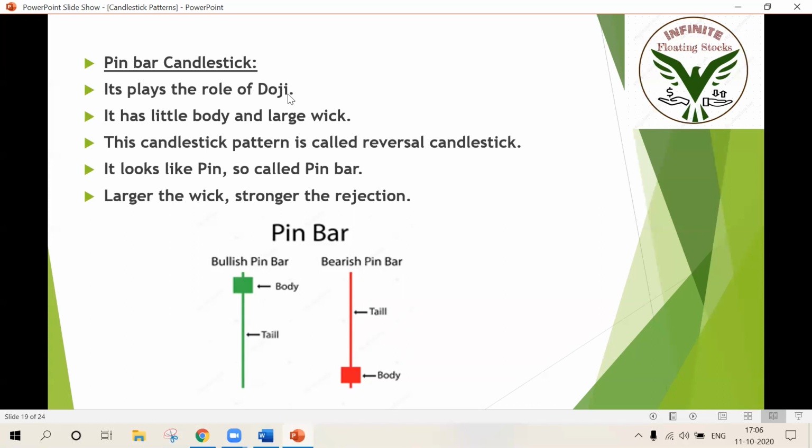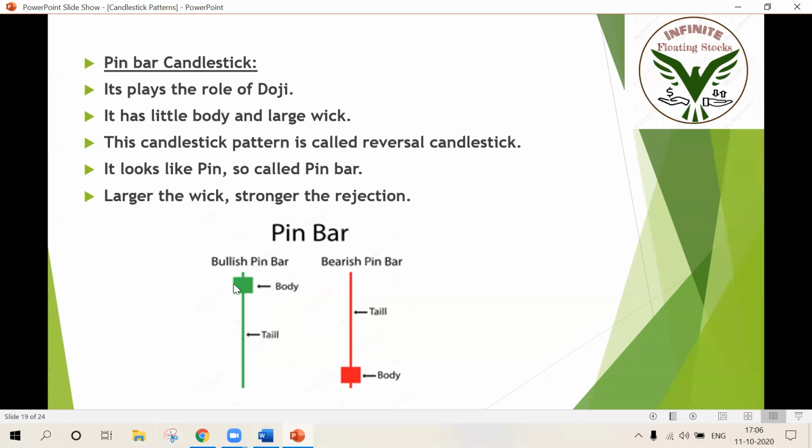Now read the lines. It plays the role of a doji. It has a light body and a large wick, and this candlestick is called a reversal candlestick. It looks like a pin, so we call it a pin bar. The larger the wick, the stronger the reaction. I already told you the wick area is nothing but the fighting area, which means the opponents fought here. So the longer the wick, the stronger the rejection. And yes, this is a bullish pin bar.